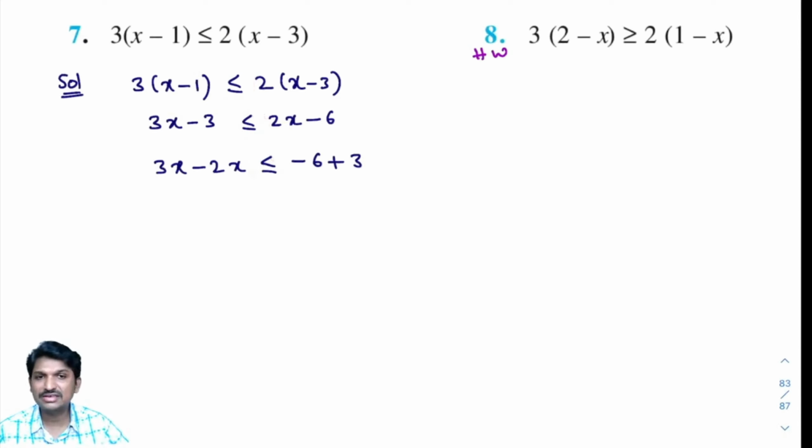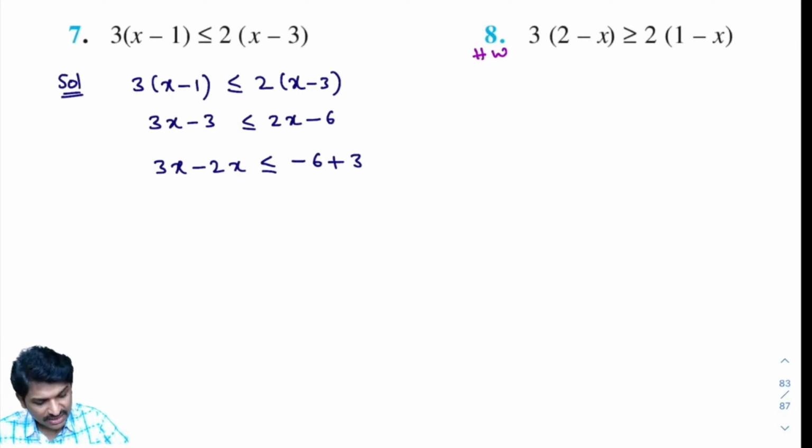I hope you are all understanding. You make sure that you are not multiplying with a negative real number. When you multiply with a negative real number, then only the sign of inequality changes. Or else, if you multiply or divide with a positive real number, inequality sign remains same. If you add or subtract the same real number on both sides, then also inequality sign remains same. First 3 rules we learned in the first class.